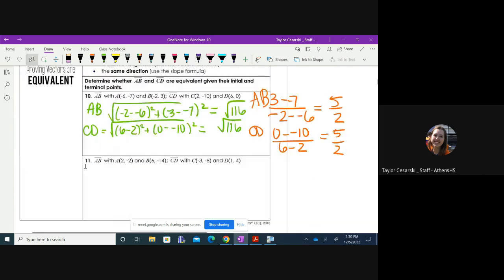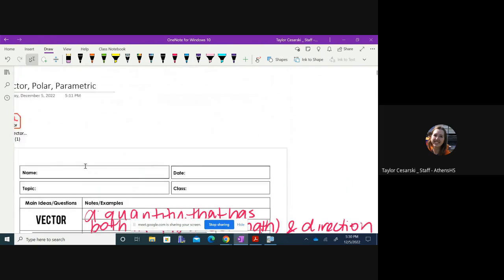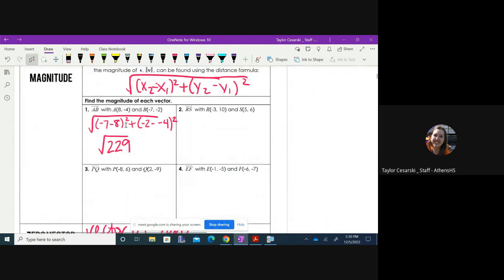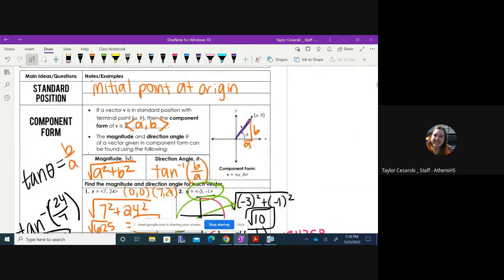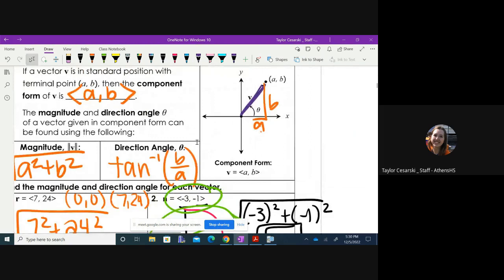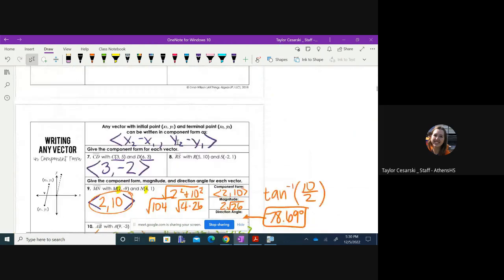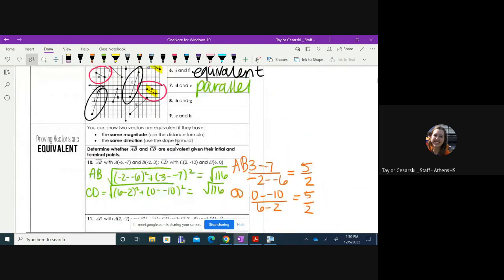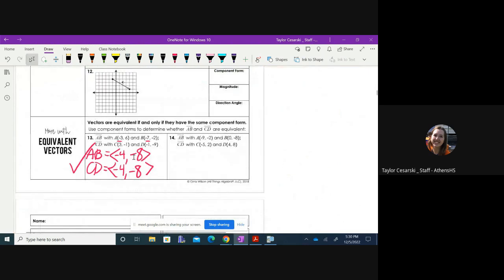So remember, vectors are directed line segments. They have length and they have direction, okay? To determine the length, it's just the distance formula. Or once you get it in component form where the initial point's at the origin, you can just do Pythagorean theorem, square root of a squared plus b squared. To find the direction angle of one with the initial point at the origin, it's just tangent inverse of b over a, because remember this is opposite and this is adjacent. To determine if something's equivalent, you can use distance and slope formulas, or if you're comparing two component forms, if those are equal, then the vectors are equivalent.